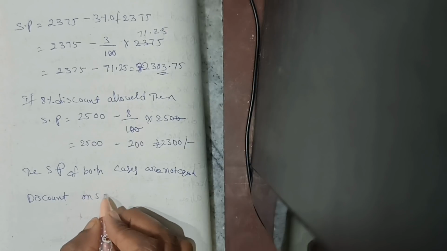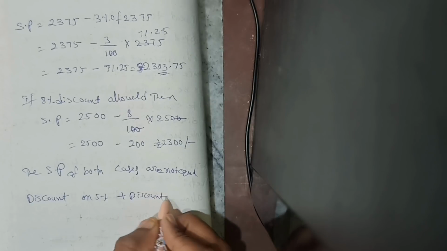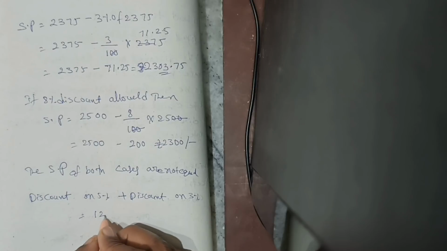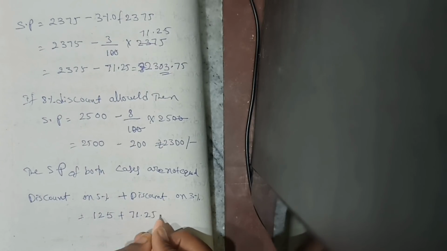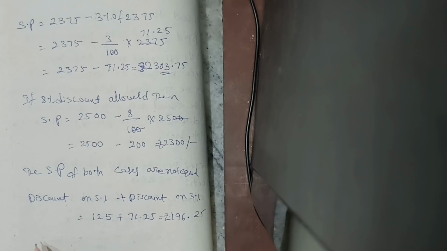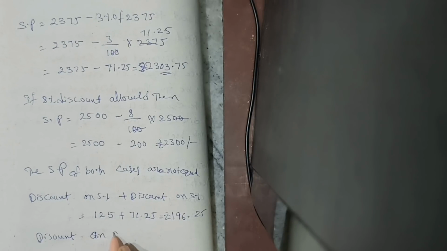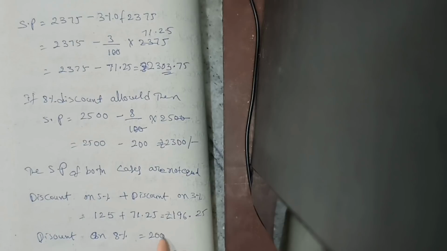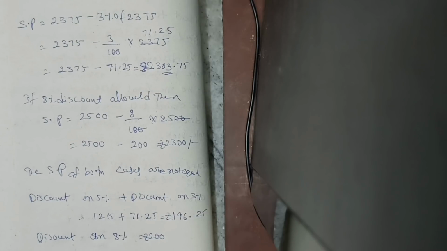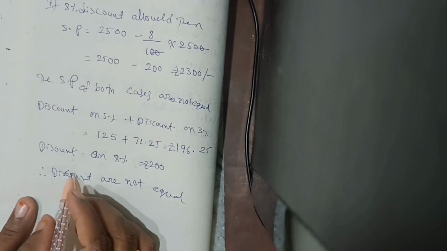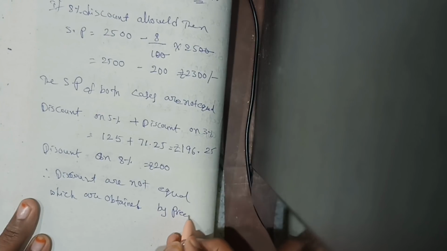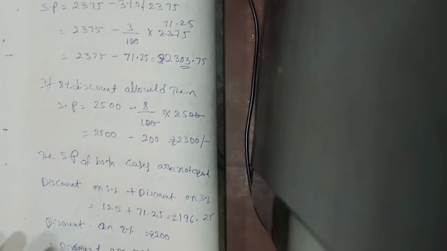Now, the discount on 5% plus the discount on 3% is equal to 125 plus 71.25, that is equal to 196.25 rupees. So the discount on 8% is equal to near 200. Therefore the discounts are not equal, which are obtained by Preeti. This is the answer. Long answer, but simple answer in this one.